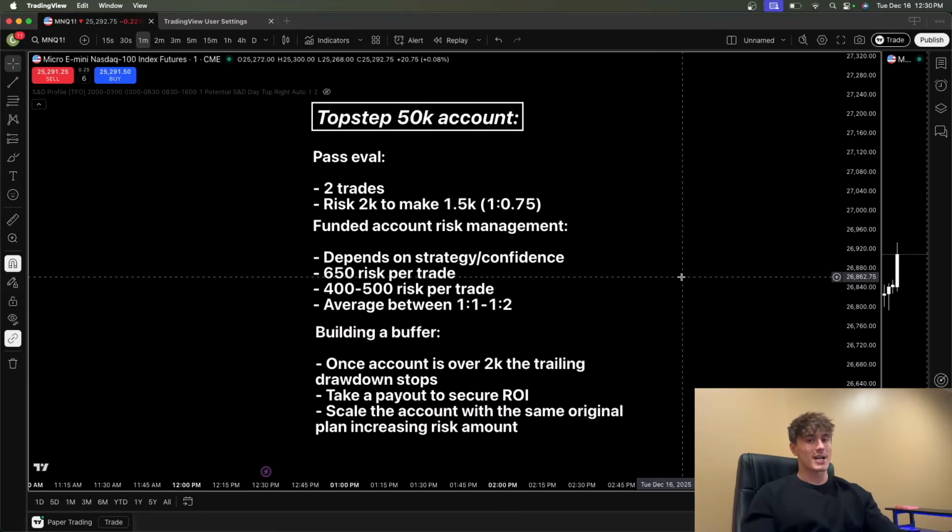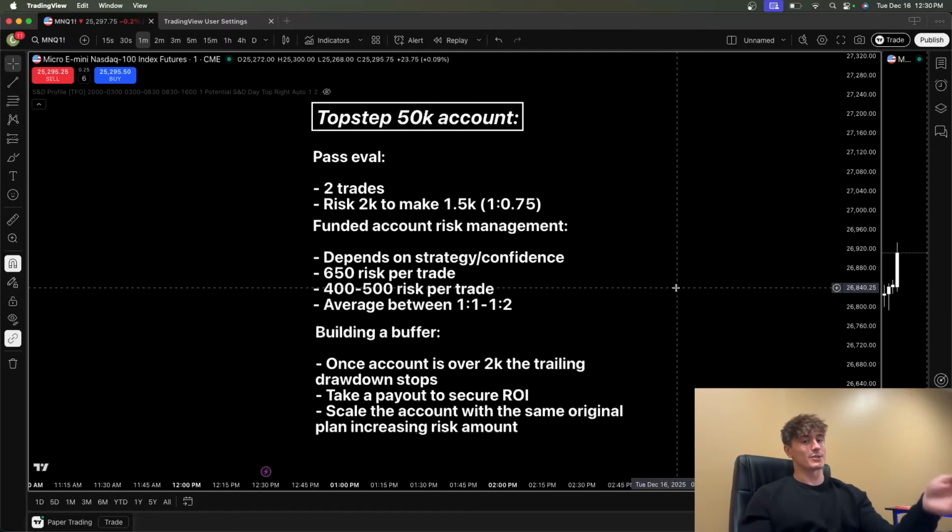Now my drawdown is not 2K anymore. My drawdown is 3K. So what I would do in that situation, my plan, is called building a buffer. Obviously you have to pay a little bit of money to get the accounts in the first place. So once I get my account to around $3,000 to $4,000, somewhere in that range, it can even be $2,500, whatever you want it to be, I take a payout.